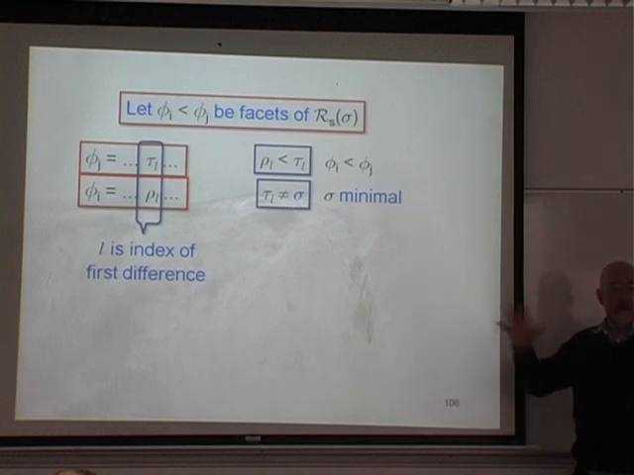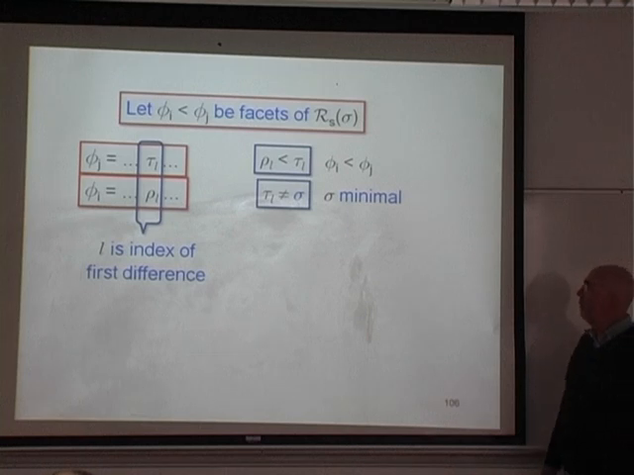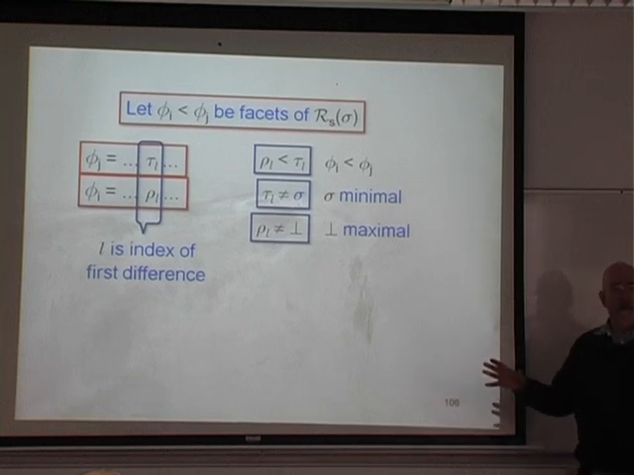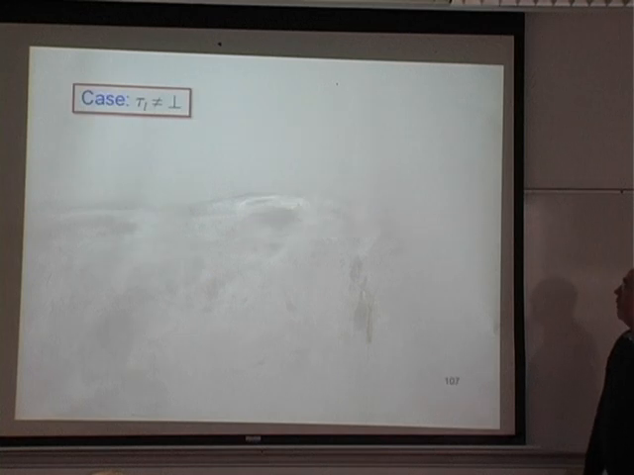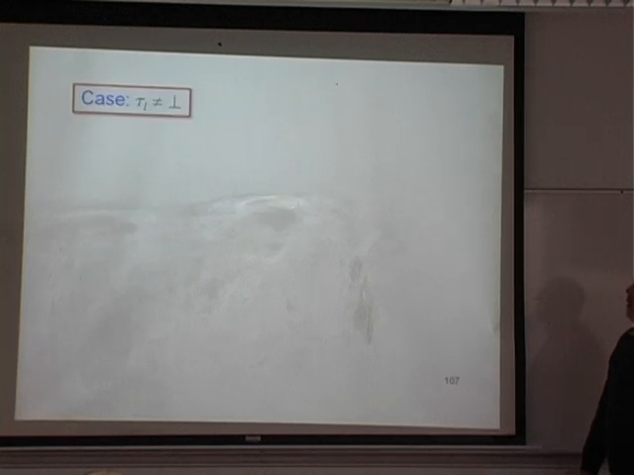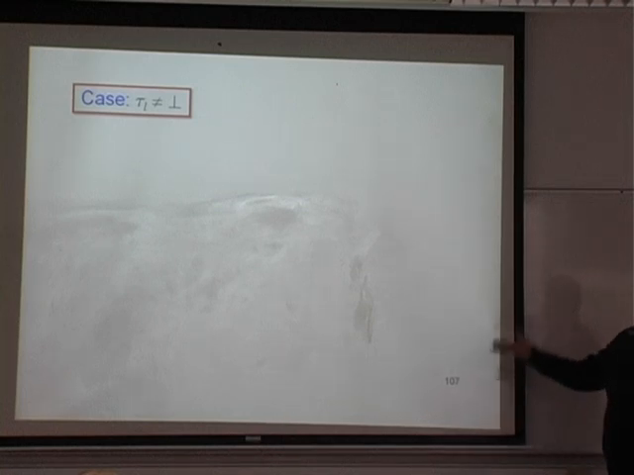Because this is just going to be a case analysis of all the things rho and tau could be. So it's not sigma because sigma is minimal. Rho isn't bottom because bottom is maximal. So we're doing this here to cut down on the number of cases to consider. Okay, so let's look at one case where tau is not bottom. So remember, tau is not sigma, but it could be bottom. So the first case is, let's assume it's not bottom, and then we'll consider the case where it is bottom.